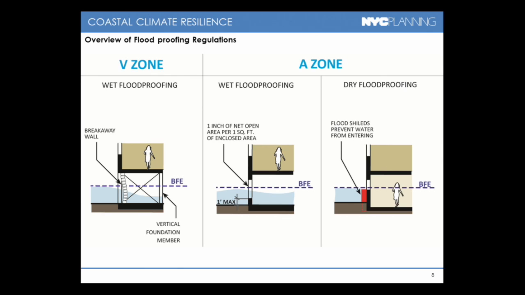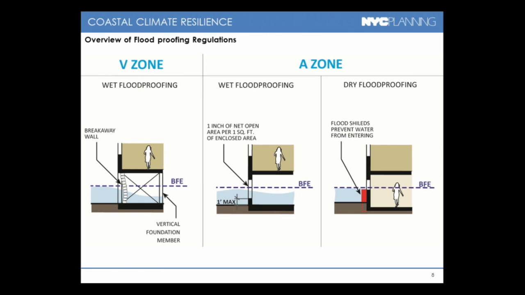Here you have two options. You can either keep the water out, that's called dry flood proofing, that's storm gates, or those sandbags around Goldman Sachs, that would be a form of dry flood proofing. Or wet flood proofing, which means let the water through and just mop it up afterward.